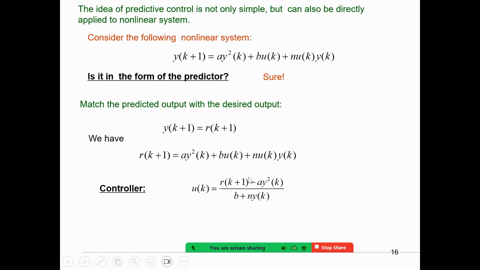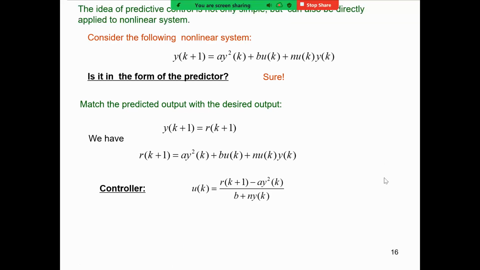If you apply this input to the system, what will be the output at the next step? Of course, it will be the desired output at the next step. It can hit the target in one step, right? Because the idea of the predictor is not limited to linear systems. It can be applied to general systems.